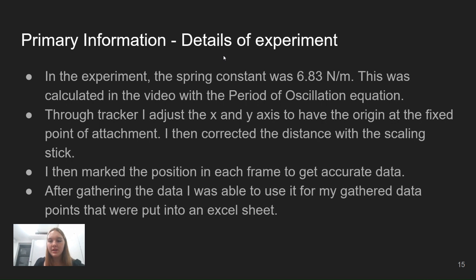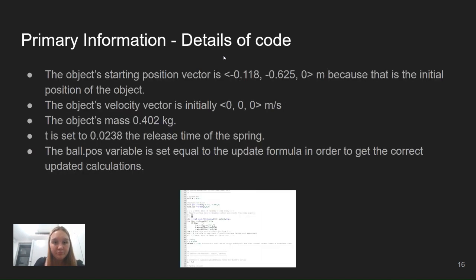Through Tracker, I adjusted the x and y axis to the origin at the fixed point of attachment. I then corrected the distance scaling stick. It was 0.7 meters from the top to the bottom. I then marked the position in each frame to get accurate data. After the data was collected, I used it in an Excel sheet. The object starting position, as mentioned before, and then the ball position variable is set to the position update formula to get the correct calculations.